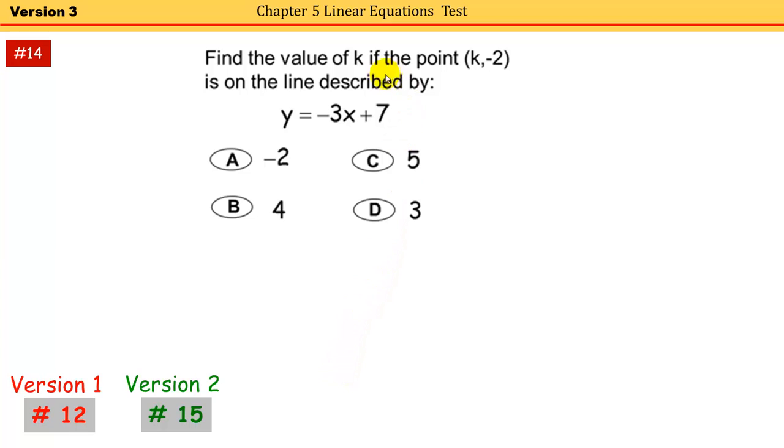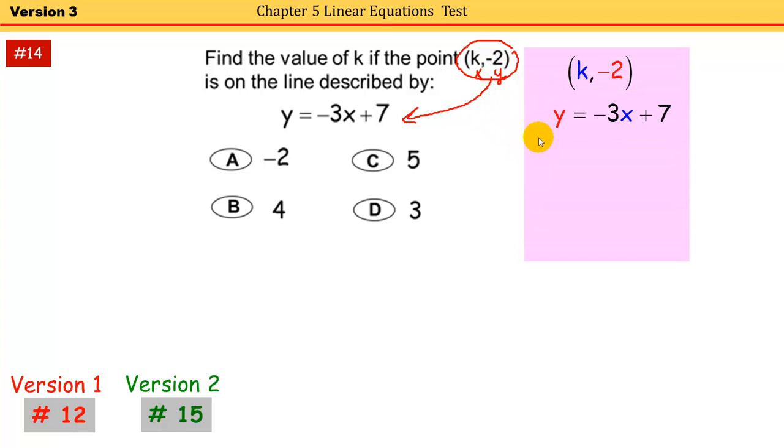14. Find the value of k if this point is on the line described here. Well, if this point is on this line, it must satisfy the equation of the line. In other words, the x value and the y value, I just plug them in and solve for k. Very simple process.